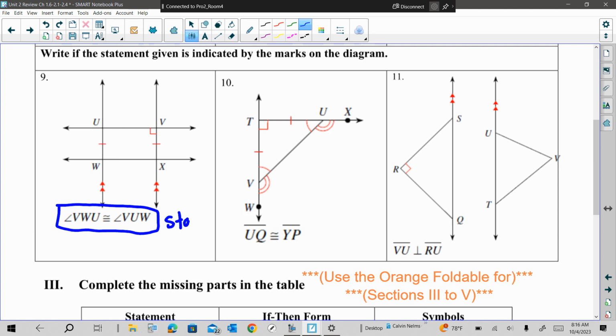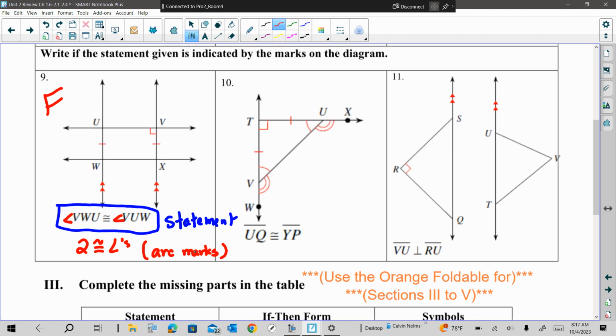This is our statement given, where it says, hopefully you know that this symbol is angles. So they're showing us angle VWU is congruent to angle VU. So this is stating we have 2 congruent angles. If I'm talking about 2 congruent angles, then I need to see arc marks. And if I look up here in this diagram, I do not have arc marks. So this would be false because there are no arcs. Are we okay on that one?